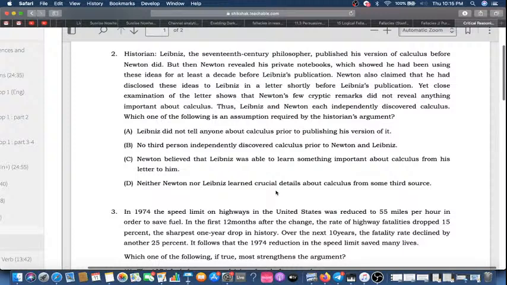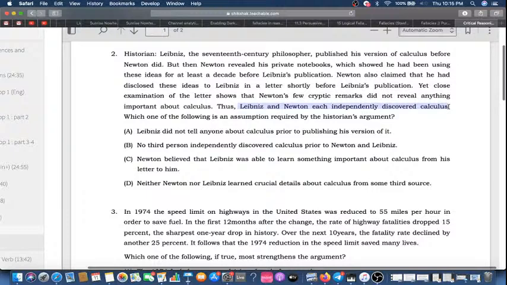Right, I think everybody got this right. Answer is D, that neither Newton nor Leibniz learned crucial details about calculus from any third source. Because our final conclusion was, thus Leibniz and Newton each independently discovered calculus. He had given enough reason to show that they had not copied it from each other.